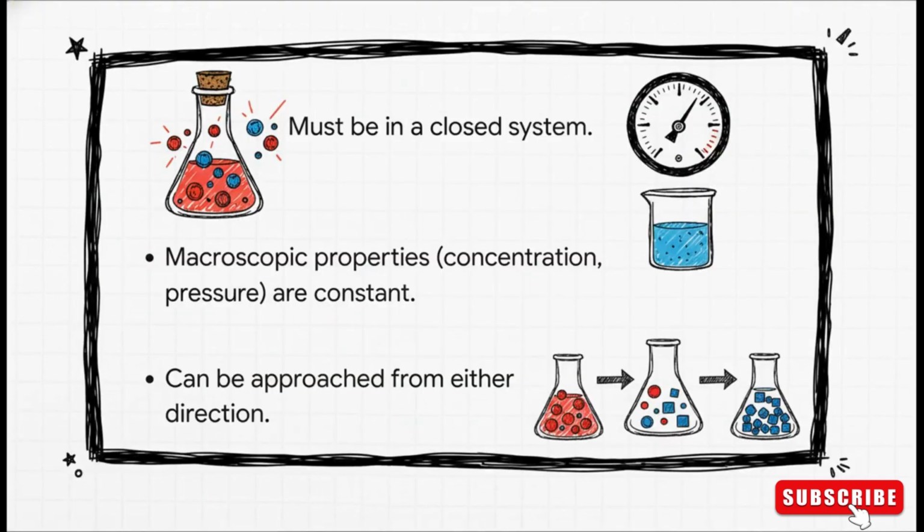Now, for this whole balancing act to even happen, there are a few ground rules. First, it has to be in a closed system. You can't have stuff escaping or being added from the outside. That way, the reaction is the only thing in control. Second, all the big picture properties, the things you can actually measure, like concentration or pressure, they all become constant. And finally, you'll always end up at the same equilibrium point, no matter which side you start from, all reactants or all products. That balance point is just a fundamental property of the reaction itself.